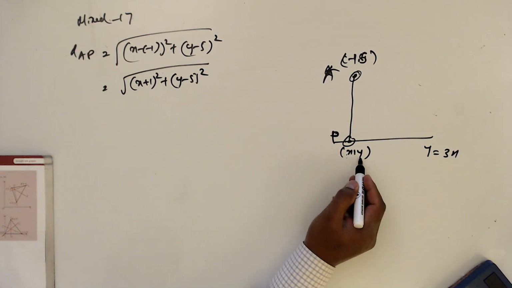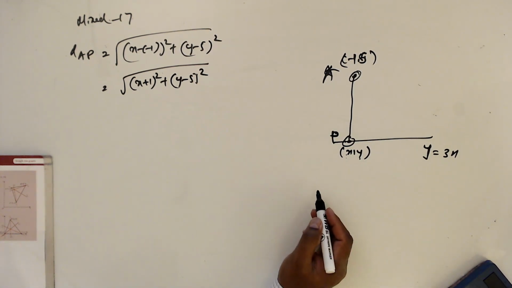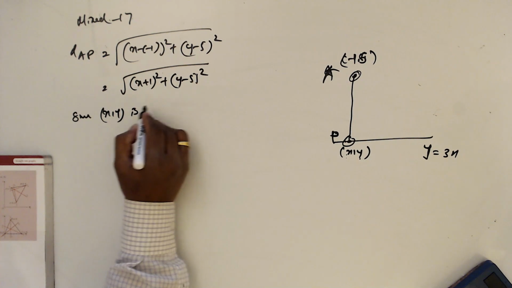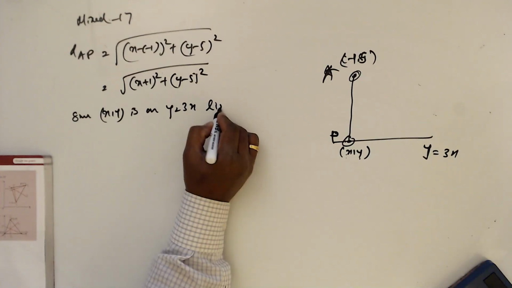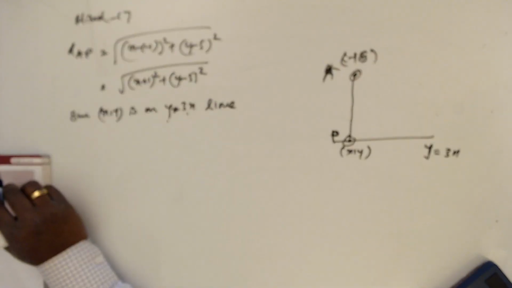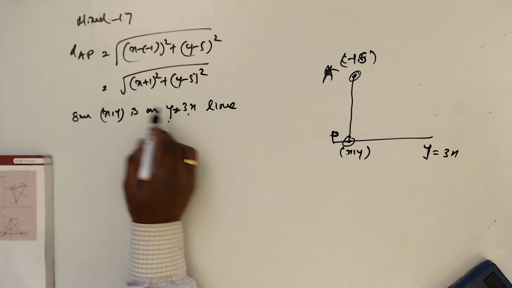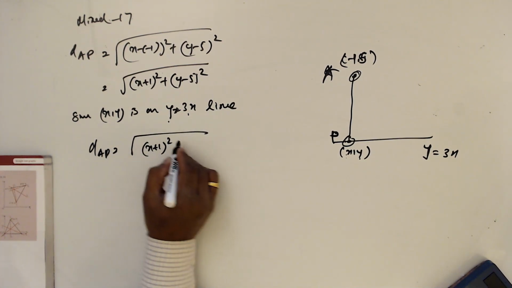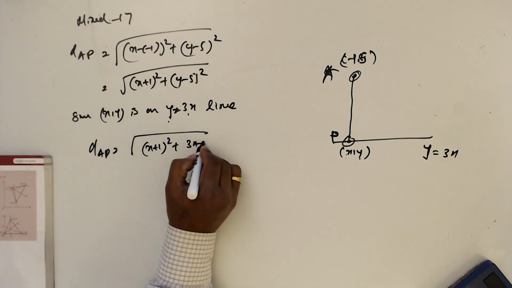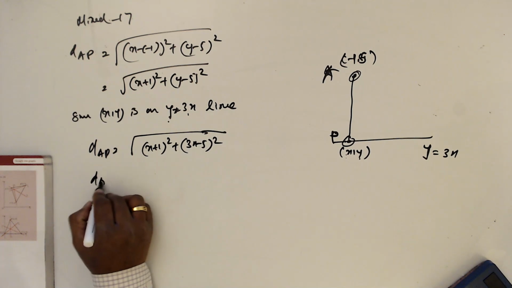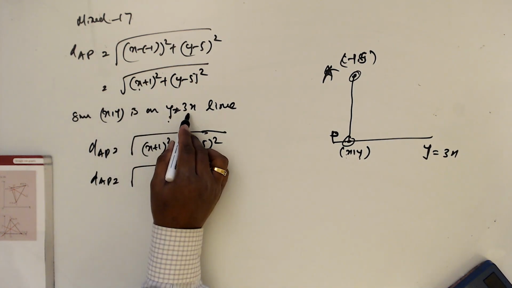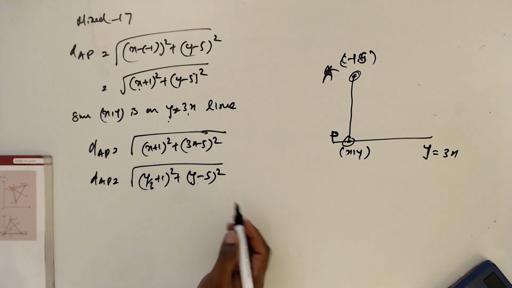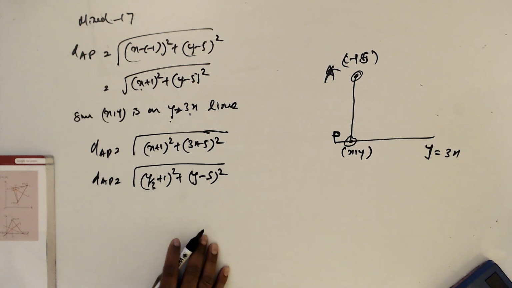But this x, y is on the y equals 3x line. Since x, y is on the y equals 3x line, instead of y, what can you write now? You can write 3x, or instead of x you can write y divided by 3. So DAP equals the square root of x plus 1 squared plus 3x minus 5 squared. Also you can write in terms of y as well: y divided by 3 plus 1 squared plus y minus 5 squared. Both are right. This is in terms of x, this is in terms of y.